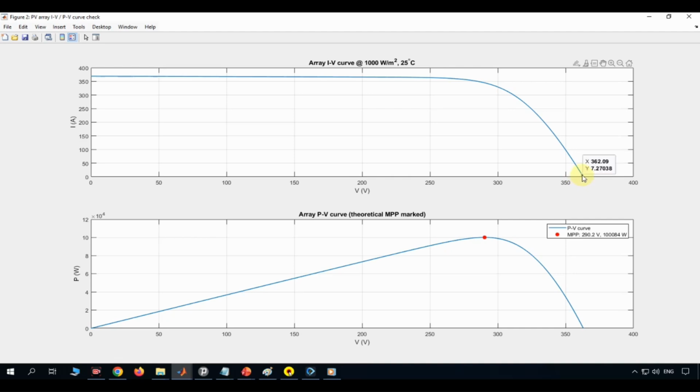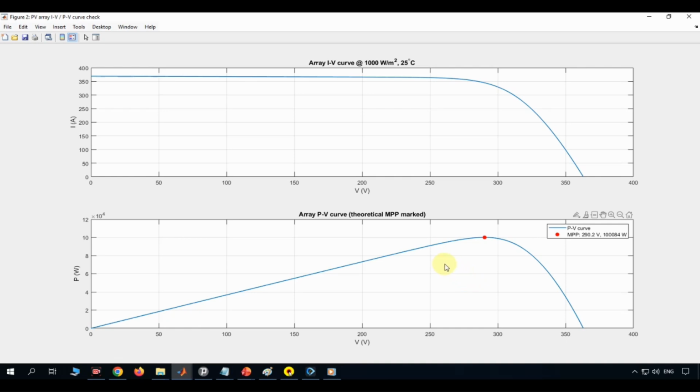The PV curve is the real benchmark. It rises almost linearly with voltage, peaks, then falls off. My script found and marked the maximum point automatically: MPP, 290.2 volts, 100,084 watts.